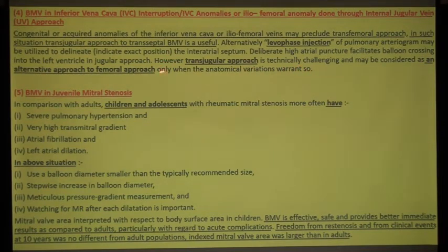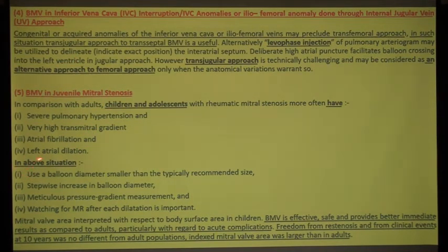variations warrant so. Balloon mitral valvulotomy in juvenile mitral stenosis: in comparison with adults, children and adolescents with rheumatic mitral stenosis more often have what? Severe pulmonary hypertension, very high transmitral gradient, atrial fibrillation and left atrial dilation. This is in juvenile mitral stenosis.